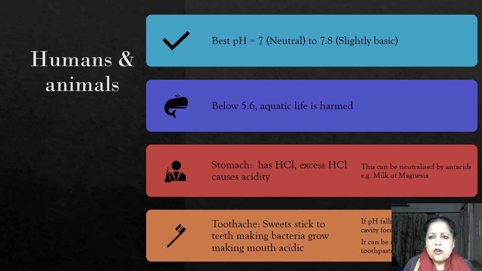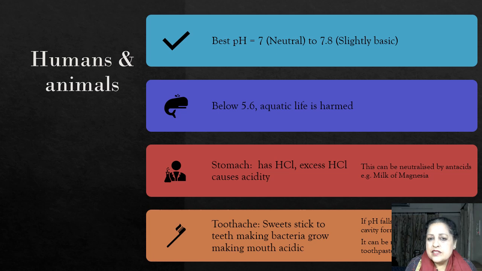If it drops to slightly acidic, it's okay. But if it becomes below 5.6, the aquatic animals and the plants will die. So it's very, very harmful for them. The body cannot work in that pH below 5.6. You have to remember this number. This is important. Now we come to us.